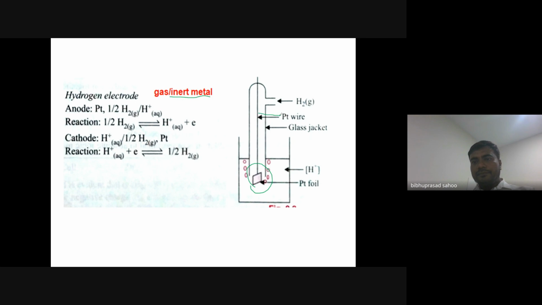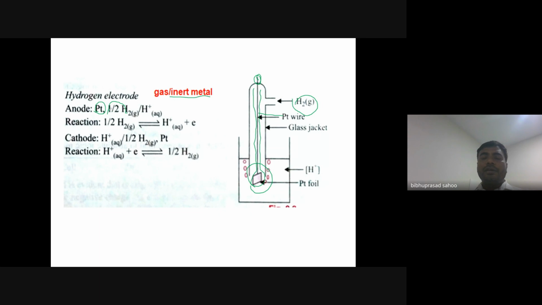Already I told you, this is the jacketed glass. This is the hydrogen gas. Here there is a coating of hydrogen over this inert metal. Where my pen is moving, there is a coating of hydrogen gas above this inert metal. The inert metal is only to conduct electricity, only to carry electricity. It has no role in the chemical reaction. So it will simply be written platinum. Half H2 is the gas electrode.